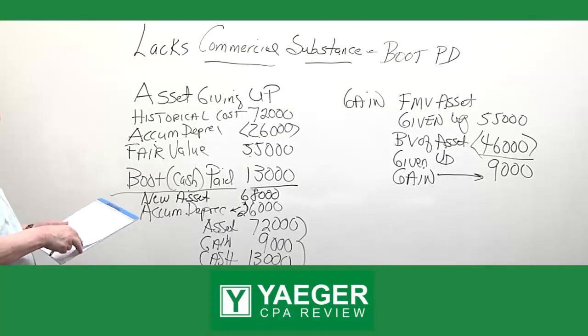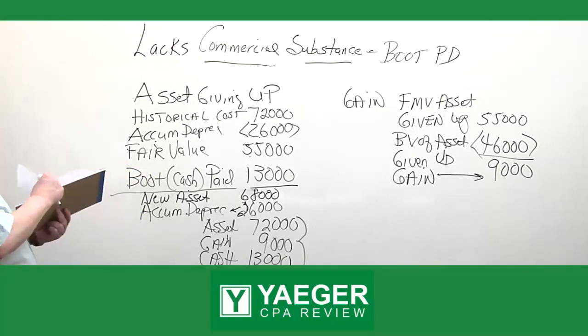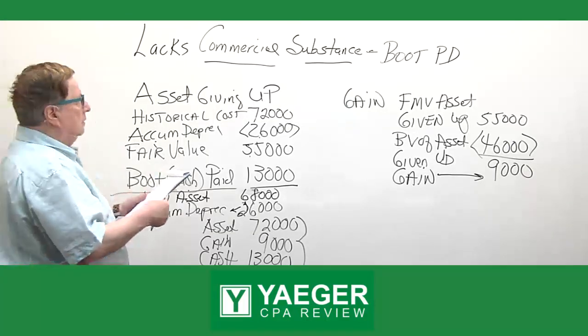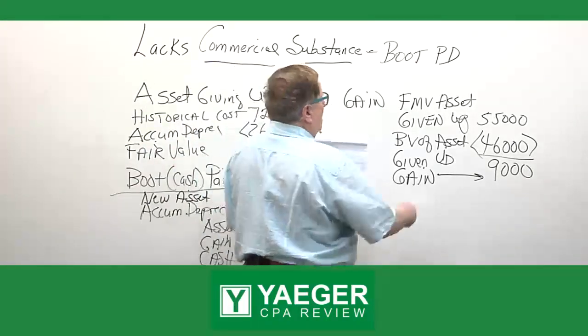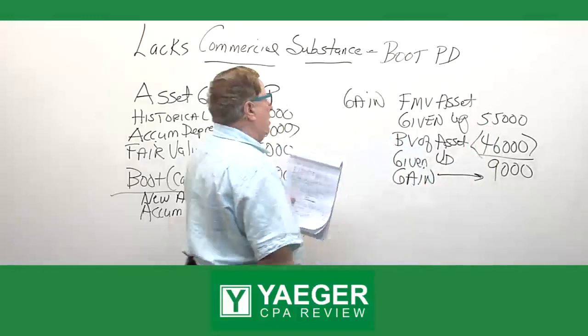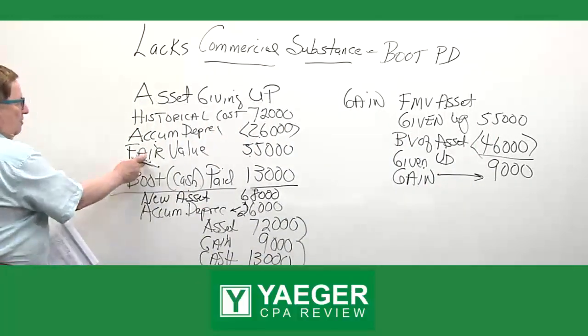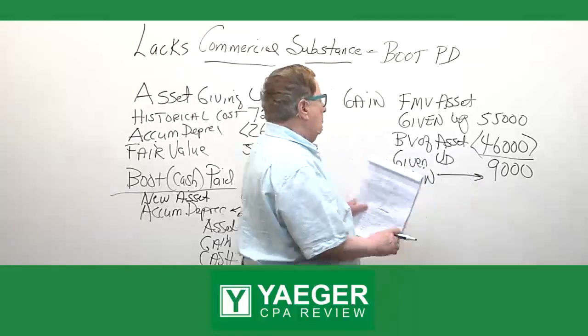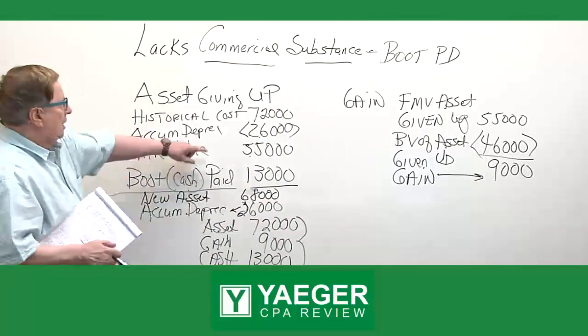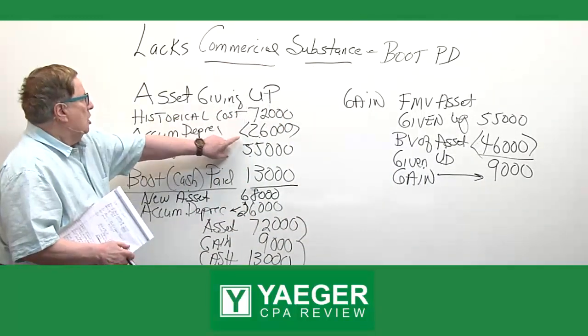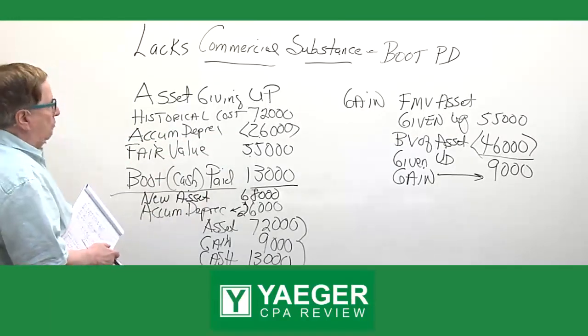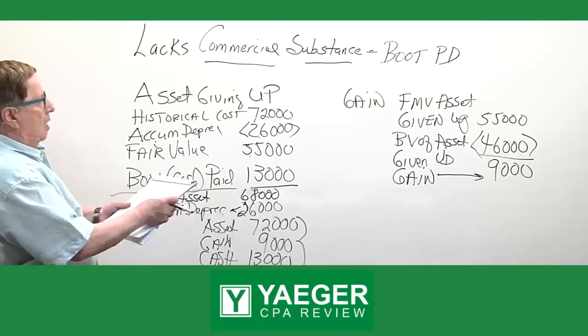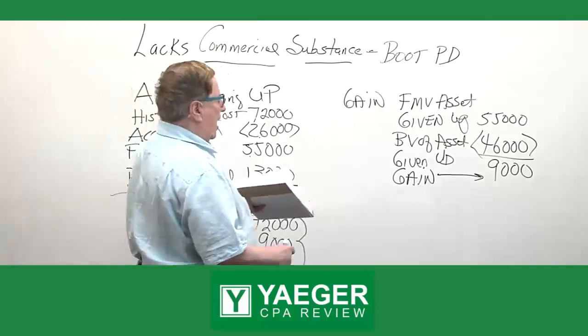The next thing we're going to do is calculate the gain. What's the gain? It's going to be the same as before. We take the fair market value of the asset given up, which is $55,000. We subtract from that the book value of the asset given up, which is $72,000 cost minus accumulated depreciation, or $46,000. So now we have a gain of $9,000.